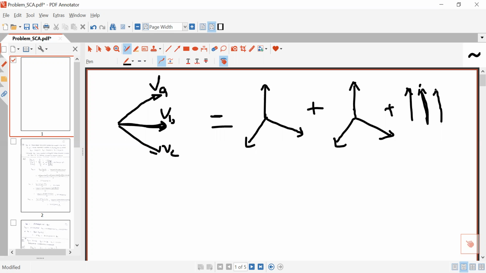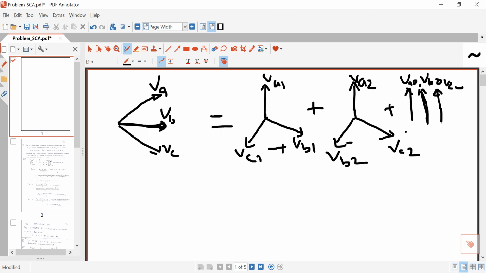Here, positive and negative are decided from the phase sequence. For the positive sequence component, the phase sequence will be the same as the original phasor, and in the negative sequence component, the phase sequence will be opposite to the original phasor, and in the zero sequence component, all phasors will be parallel to each other. So this is the positive sequence component, this is negative, and this one is zero sequence component. Any unbalanced phasor can be resolved into three components: positive, negative, and zero.